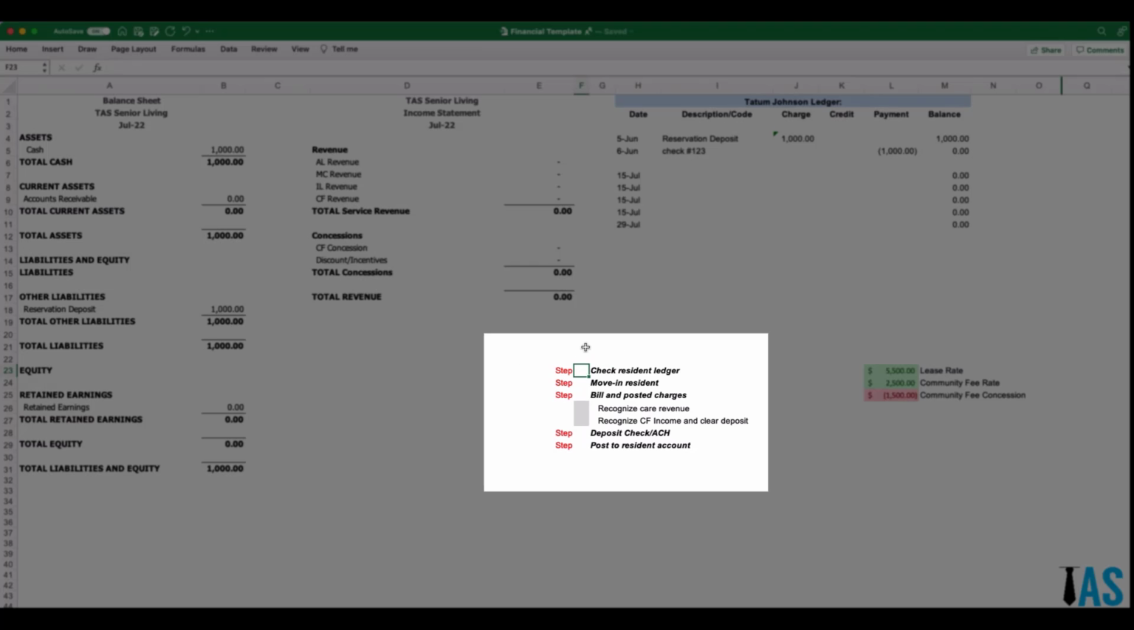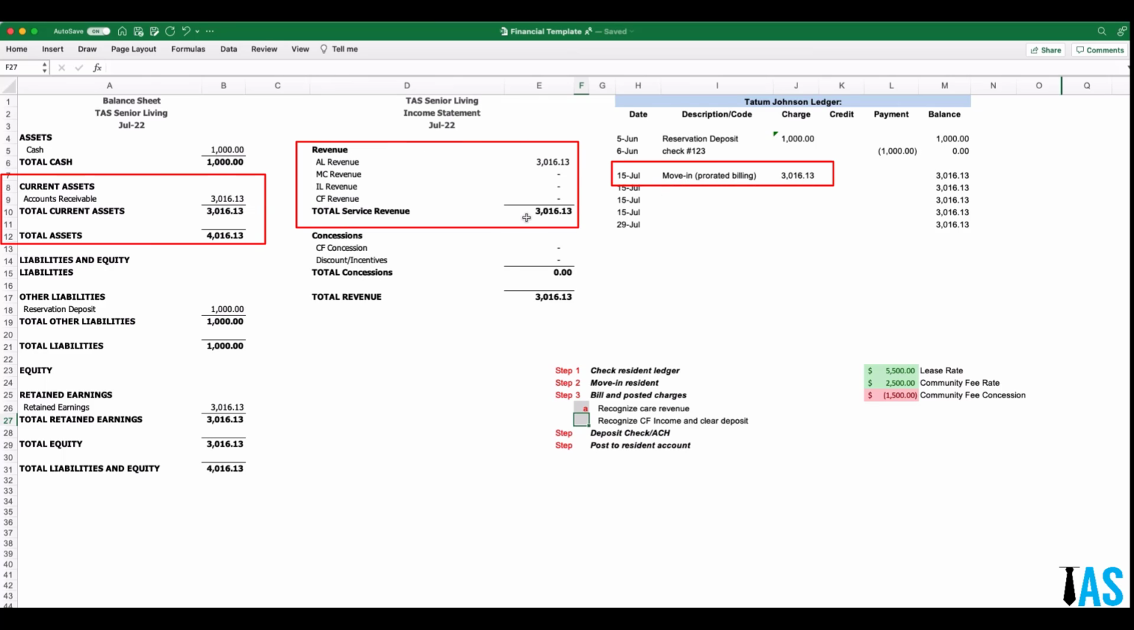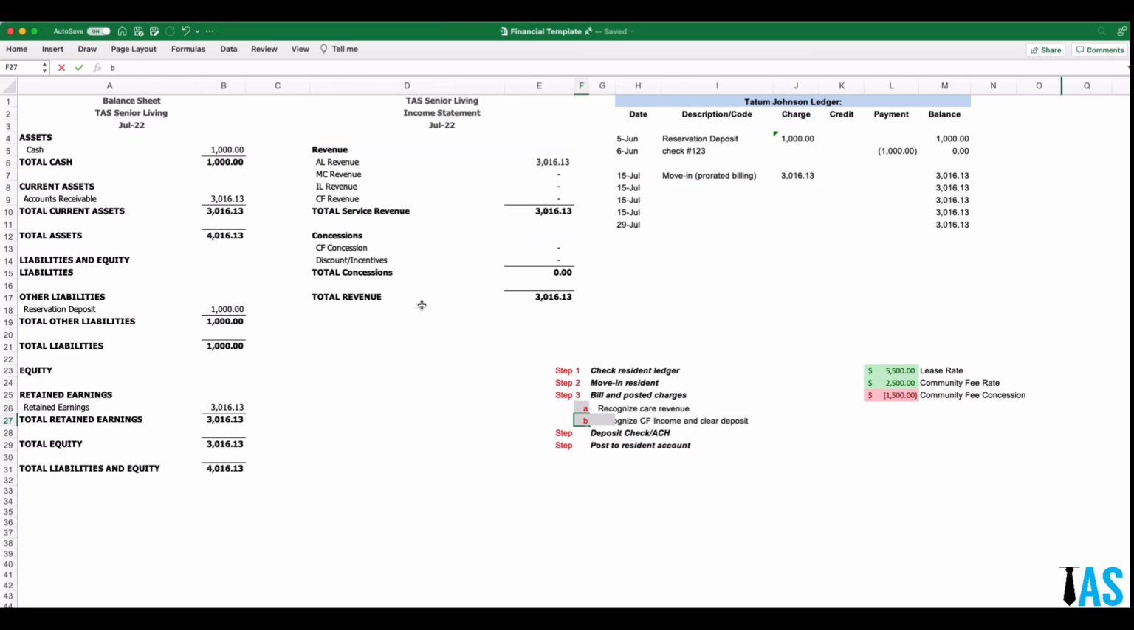And so when we go through our steps and checking the ledger, moving in the resident, and then getting to where we're going to post the charges, that next step is going to be the same, where we're now charging a prorated rent. AR increases, our revenue increases. And then now we're going to recognize the community fee income. So the reservation deposit will become the community fee income.